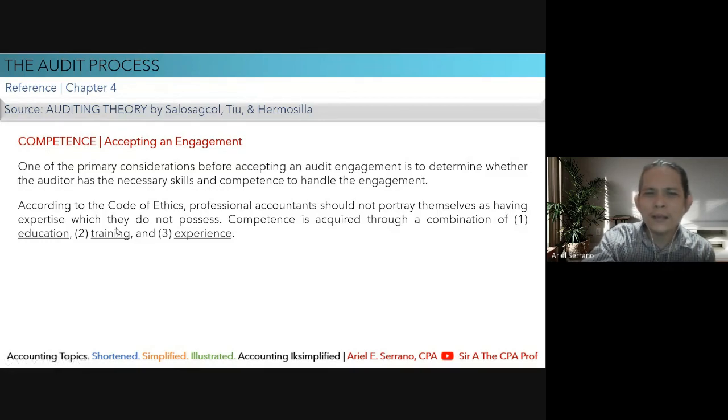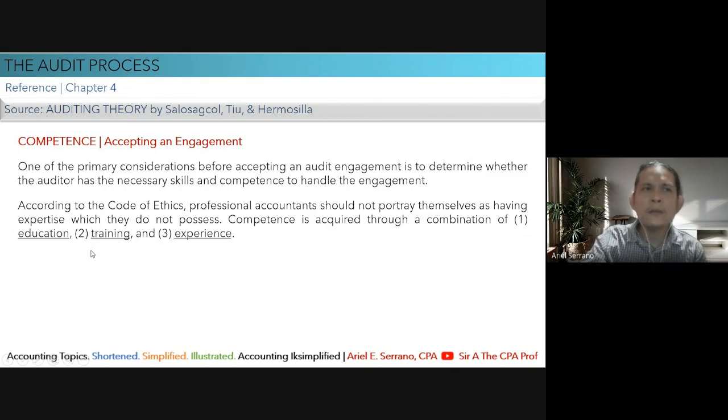Bawal yung nagkukunwari na magaling ka pero hindi naman pala. Okay? Competence is acquired through a combination of education, training, and experience. Kung bago ka pa lang, fresh graduate ka, of course, ang competence mo is by carrying your education and passing the board exam. But as you go along, habang tumatagal ka na sa profession, you will experience the work, you will get to know what is being done in the actual life, in the actual practice, you will gain meaningful experience. Okay, yung training, ongoing kasi yan.